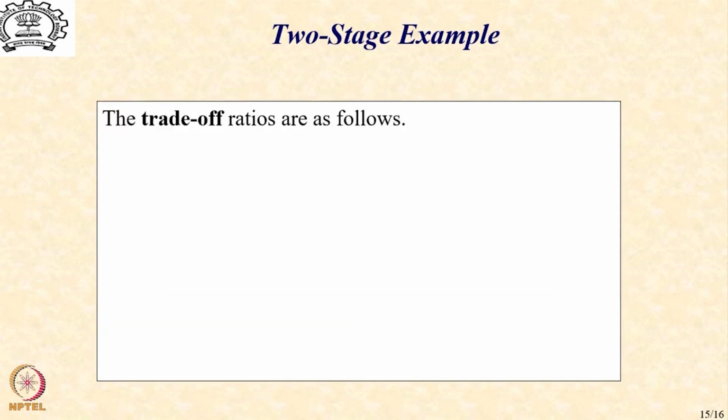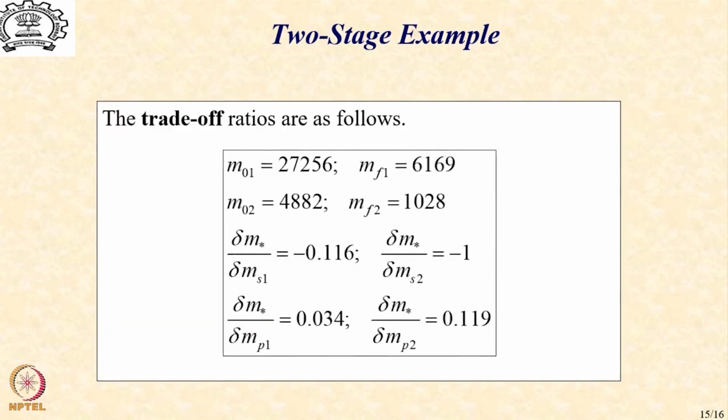Now we just do the substitution in the expression. I suggest that you do that exercise yourself. Just to confirm, I am just giving you the M01, MF1, M02 and MF2, which can be obtained from the data that is given in the previous sheet, and with those I can evaluate the partial derivatives and then take the ratio of the partial derivatives, and I find that delta M star by delta MS1 is minus 0.116.